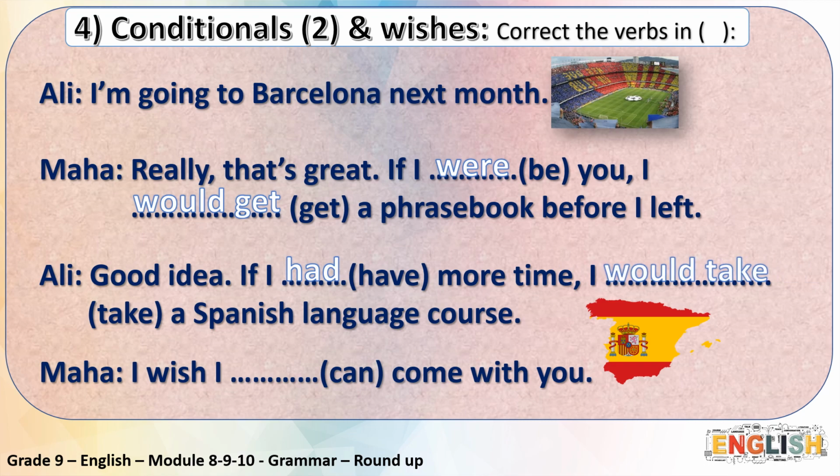Then Maha says, I wish I can come with you. In this sentence, Maha shows regret about her present situation, that she can't go with Ali. So we change can into could, which is used to express regret about present situation.